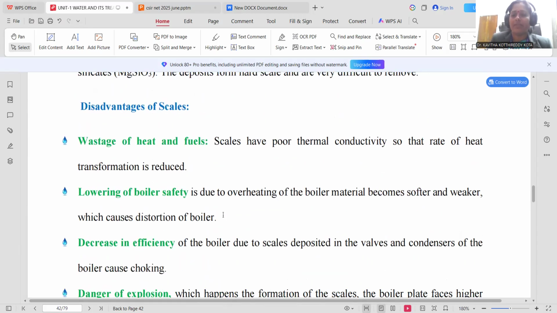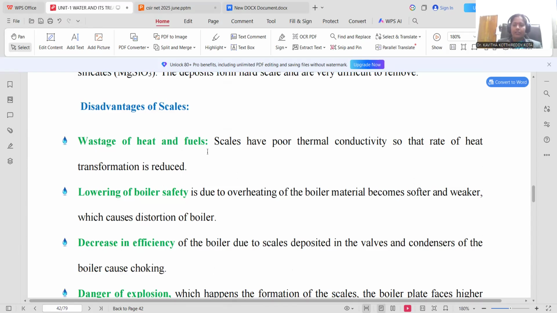Now, what happens if the scales are formed within the boiler? They are a kind of simple layers generated on the surface of the boiler. What kind of impact will they show, right? Wastage of heat and fuel is possible, because scales are also poor thermal conductors, so that heat may not be transported from the outer heating source to the inner boiling water. That's the reason why heat will be wasted and fuel consumption will be larger.